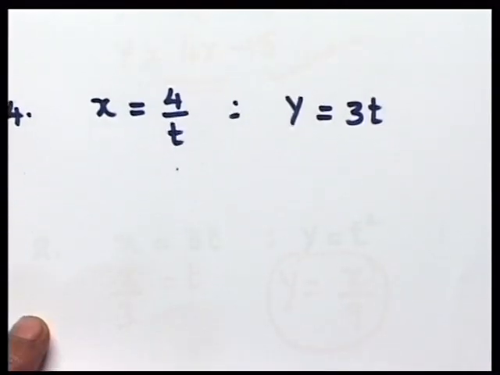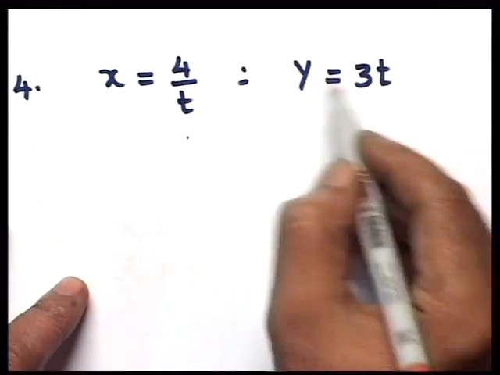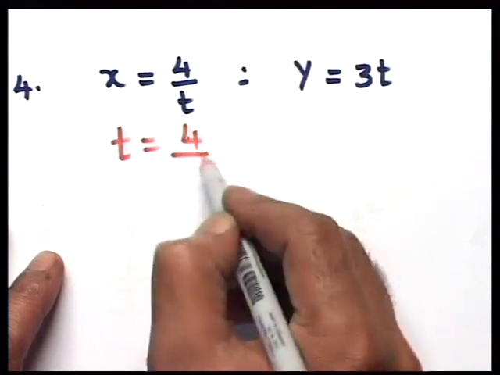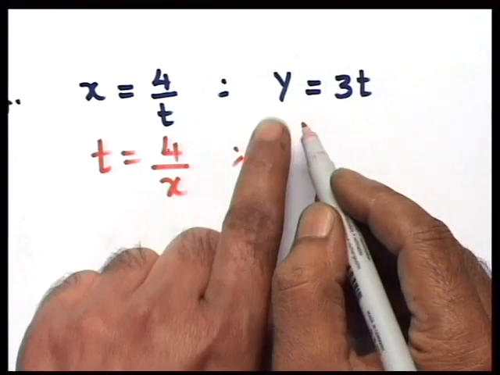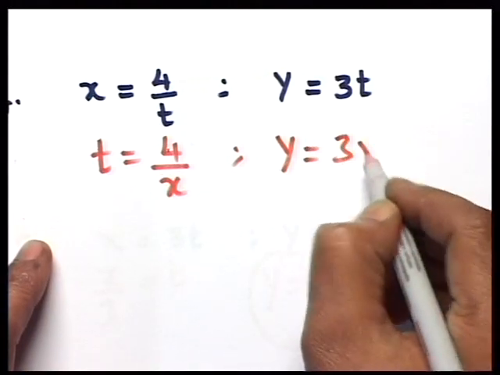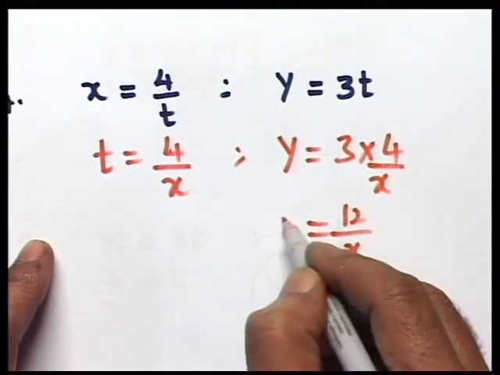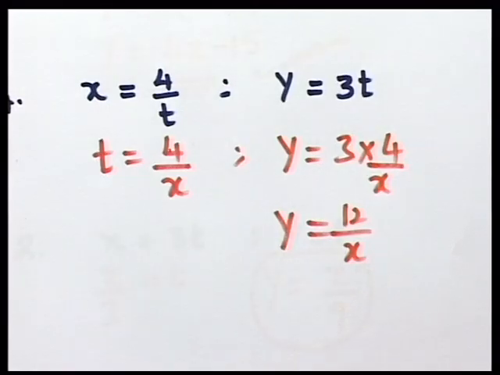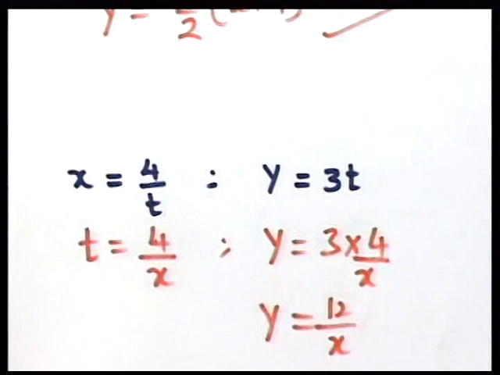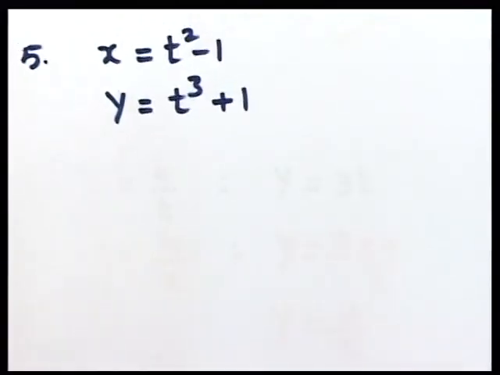And in this question, we have x equals to 4 over t and y equals to 3t. Let's make t subject. t is equal to 4 divided by x, you all know, and put that value back in here. So we get y is equal to 3 times 4 over x, which is actually 12 over x. We are looking at a hyperbola. So changing one form into the other is very important to know, and recognizing the shape is also very, very important.